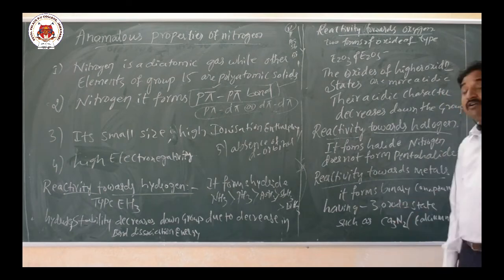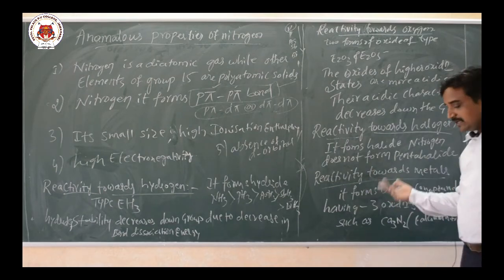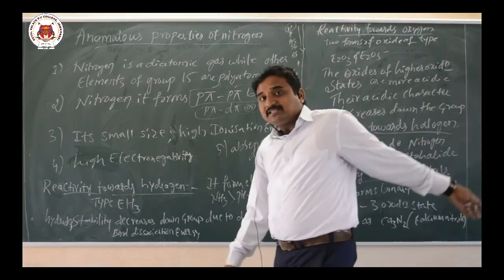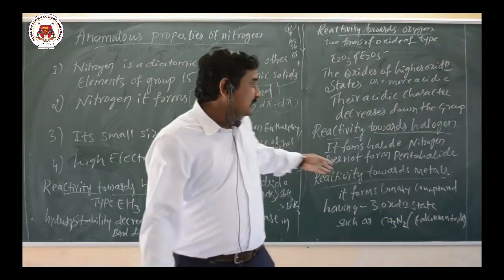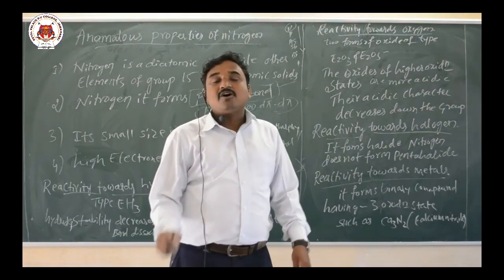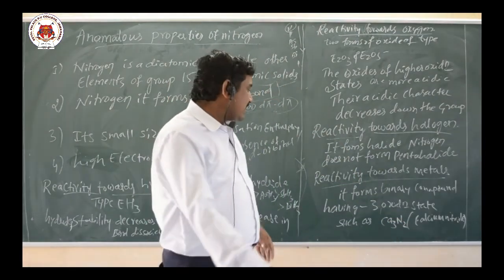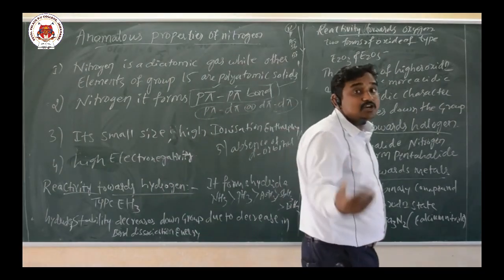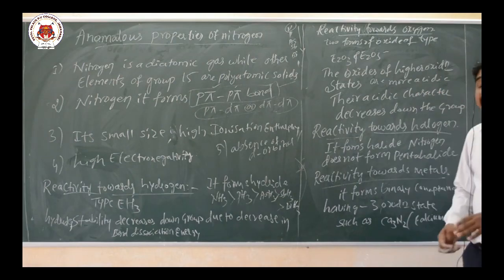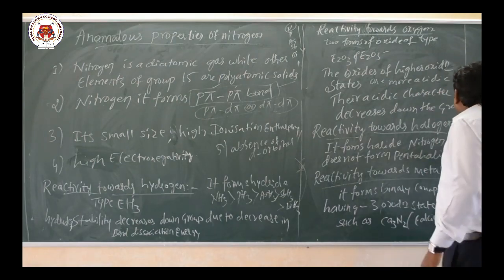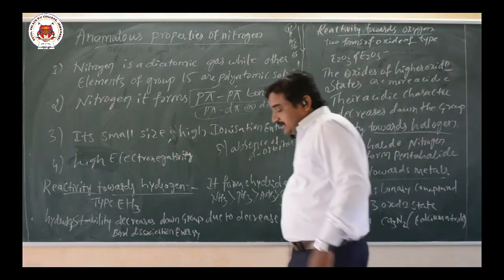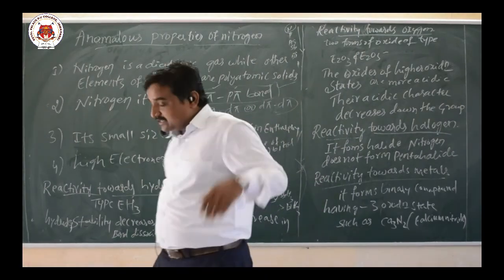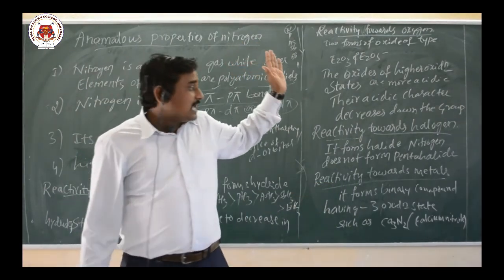When group 15 elements react with metals, they form binary compounds having oxidation state -3, such as calcium nitride and calcium phosphide. These are the reactivities of the elements with oxygen, hydrogen, halogens and metals.